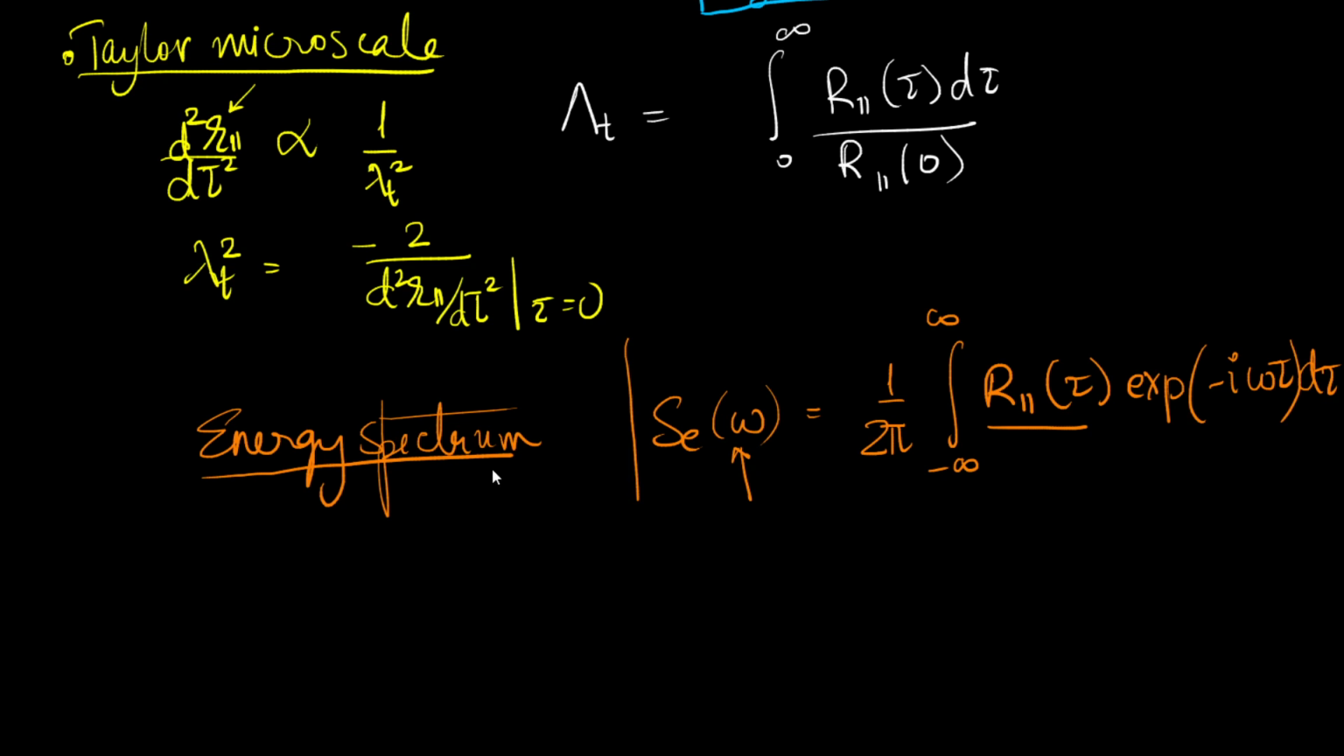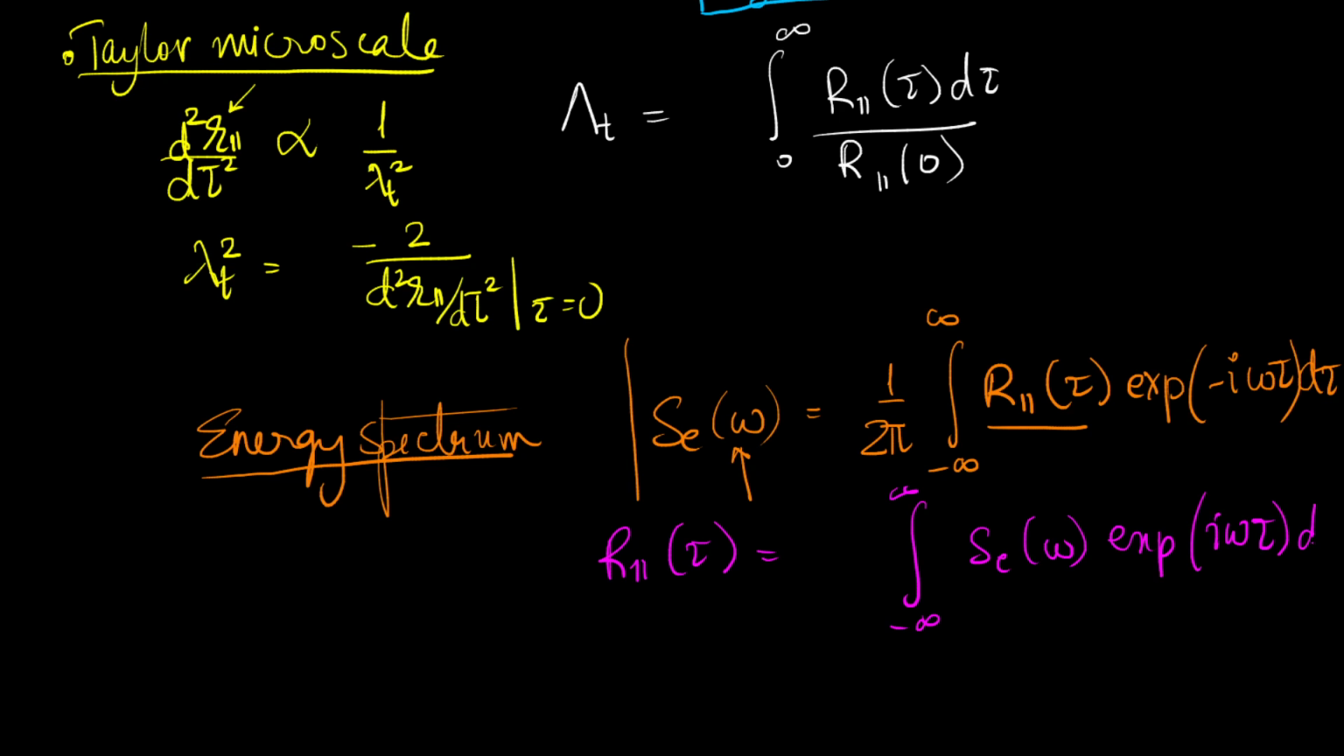Now, any Fourier transform is defined in terms of the inverse pair as well. So R11 of tau will be defined as integral minus infinity to infinity Se omega exponential of i omega tau d omega. So this is what the pair is. You may find in many books 1 by square root like this in both terms, but it's just a matter of convention. I choose to not write this particular term and write everything over here.